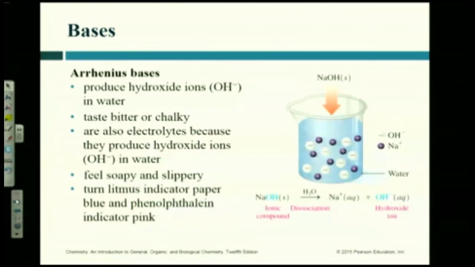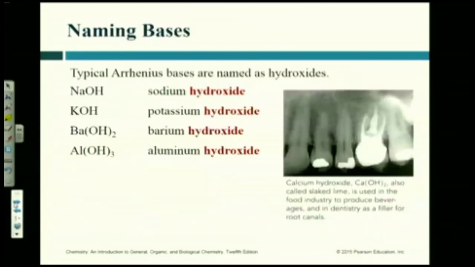Now, you guys should be able to name these bases, right? You guys should already be able to do this. Why? There's a polyatomic ion, and these are named just like we've named them before. Okay? Sodium hydroxide, potassium hydroxide, barium hydroxide, aluminum hydroxide. You should be able to name all these without any problem. And I don't even want to talk about that.